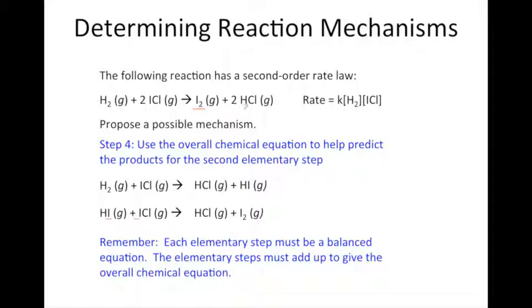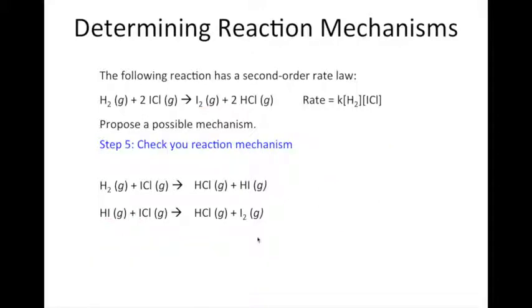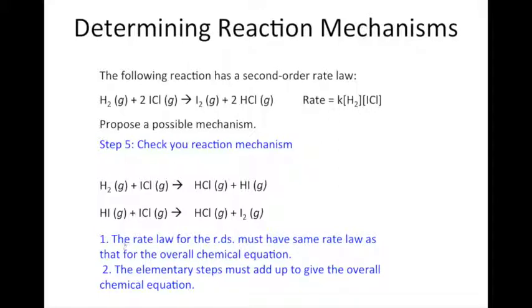So both of these elementary steps are balanced chemical equations. Be sure to check that we have 1 hydrogen, 2 iodides, 1 Cl, 1. So all of these are balanced chemical equations, and they must add up to give us our overall chemical equation. So let's check that our mechanisms, our elementary steps, add up to give us the overall chemical equation. And we also need to check that the rate law for our rate determining step must be the same as the rate law that was determined experimentally for the overall equation. So these are the 2 criteria that we said any mechanism must meet.